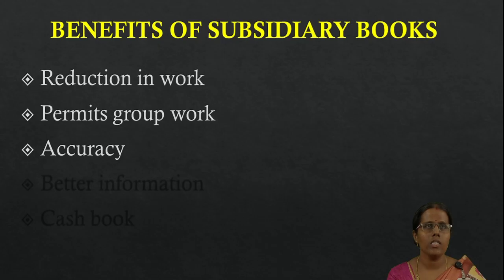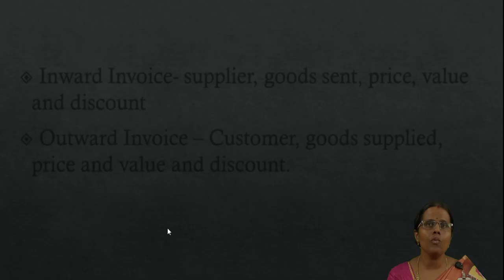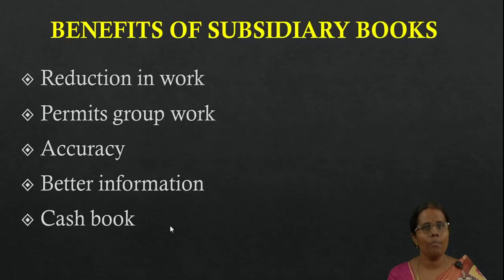And then accuracy. Accuracy can be maintained by way of preparing the subsidiary books. And then better information. If we need information on a day-to-day basis or a weekly basis, it is possible only through the subsidiary books. If we need purchases during this period, we just go through the purchase book. We know the credit purchases made in that concern. And then next one is cash book. All the cash receipts and cash payments are entered in the one book itself. So, we need not prepare the cash account or bank account.